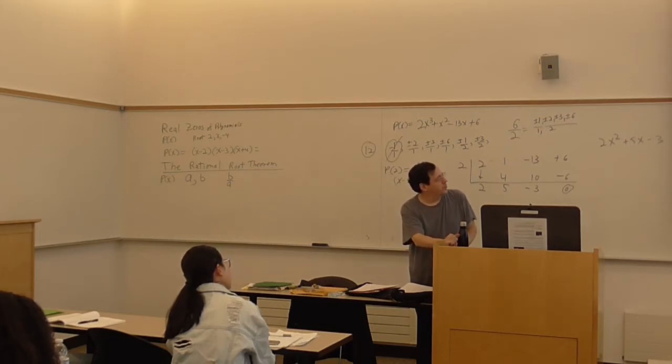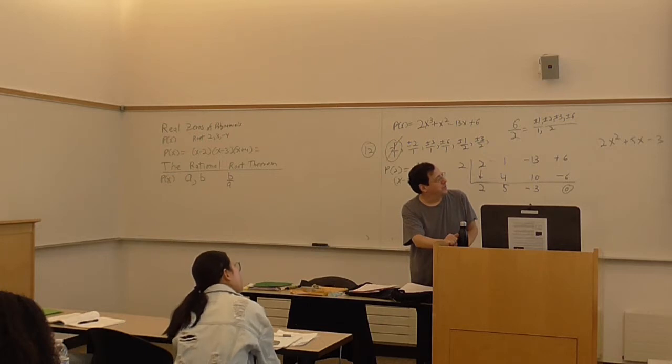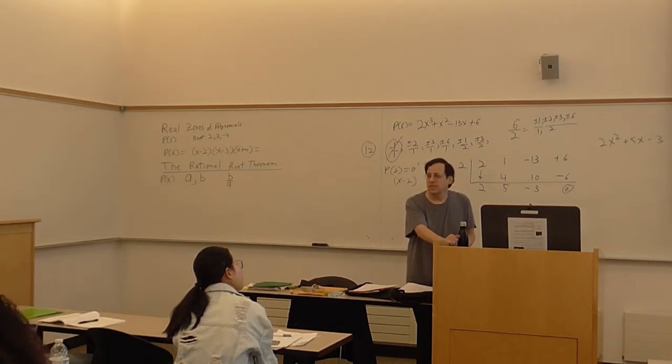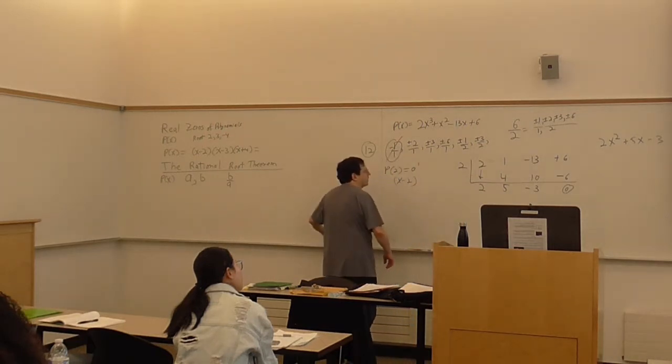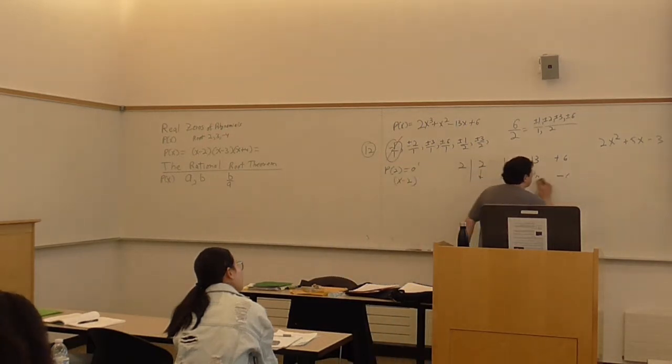What steps could we use to find, with a computer, to find zero? Any thoughts? No? All right, I guess that's what I'm here for.